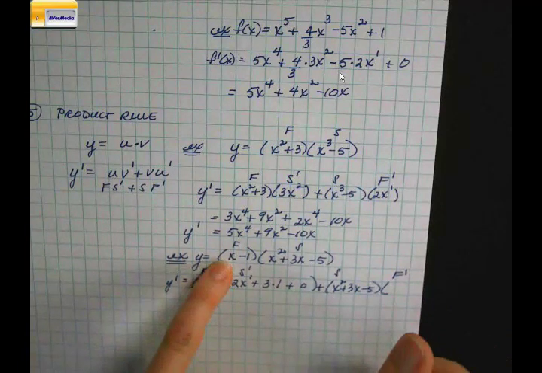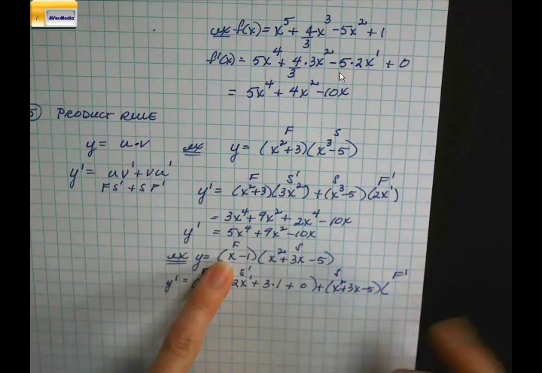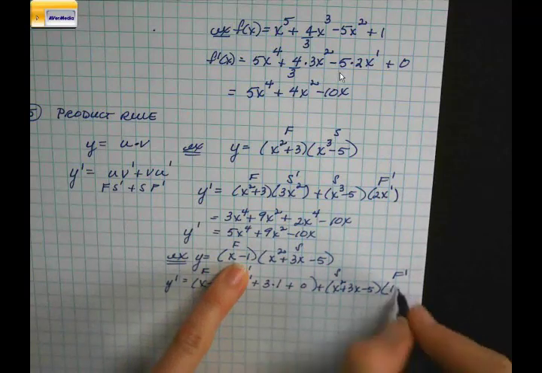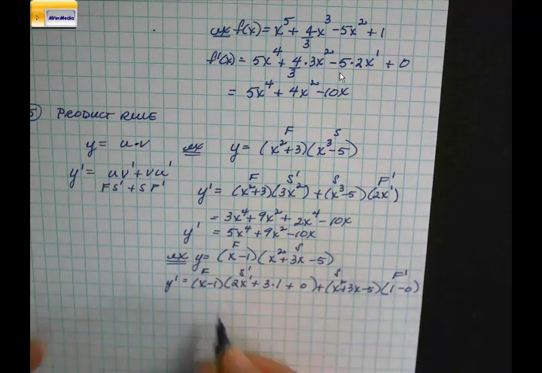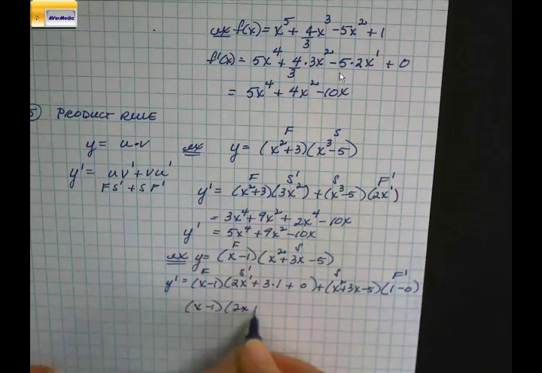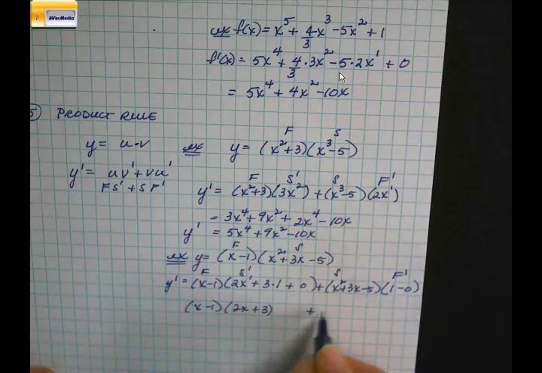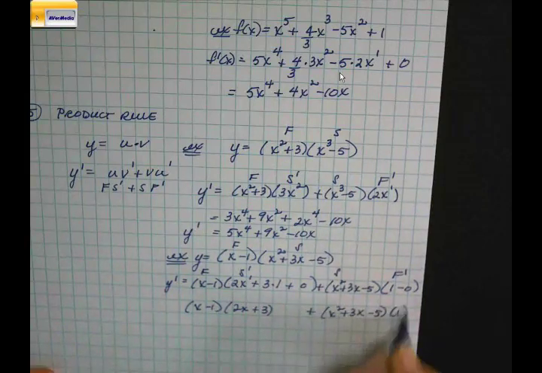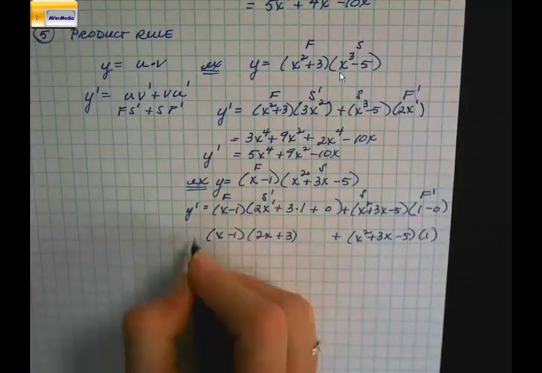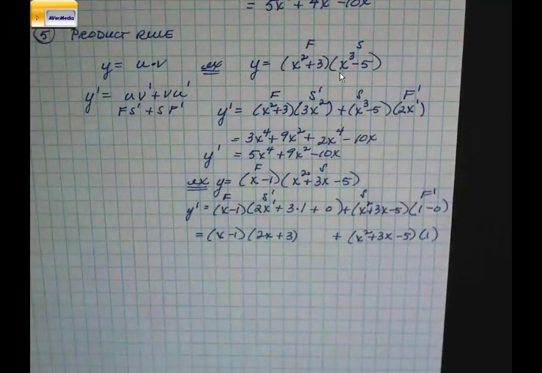What is the derivative of x? It's 1x to the power of 0, which is 1 times 1, which is 1. And what's the derivative of the negative 1? There you go. So what we have, I'm going to clean it up a little bit. So this is x minus 1 times 2x plus 3, plus x squared plus 3x minus 5 times 1. You'll get so much better at this, and it will become much cleaner and shorter.